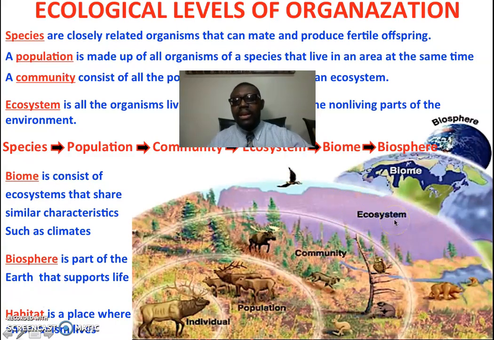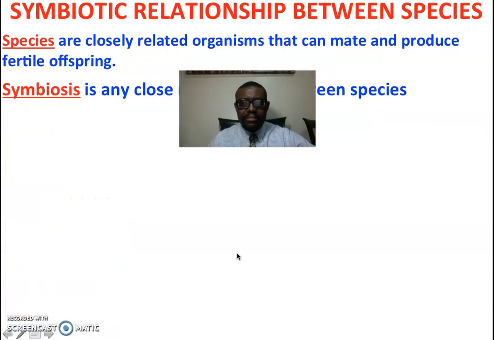When you have different ecosystems which are similar in terms of climate and weather patterns, they form a biome. And the part of the earth where life can exist, we call it the biosphere. Okay? And habitat simply means a place where an organism can live successfully.